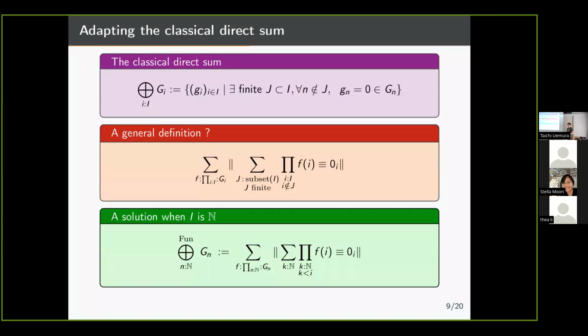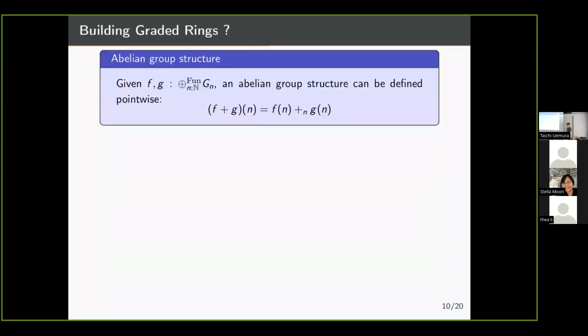Well, in our case, we want the index to be N, so we could restrict that, because on N finite subsets are included into initial segments, and you could just say, oh, those are the sequences, the functions that cancel after a point. So let's do that. Then you can try to define a group structure. It's sequences, you can just add them pointwise and it will work.